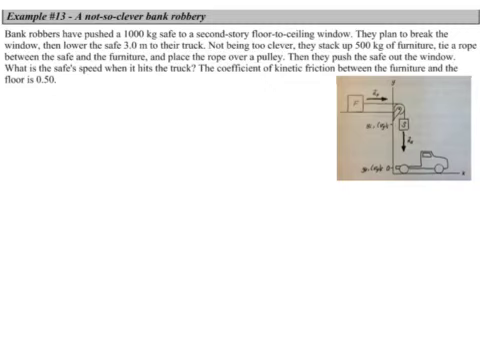Then they push the safe out the window. What is the safe's speed when it hits the truck? The coefficient of kinetic friction between the furniture and the floor is 0.5. So the first thing we want to do here is a force problem. We want to write out our free body diagrams like this.